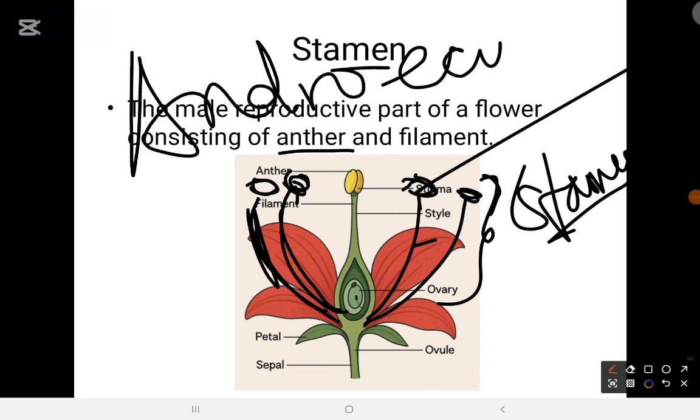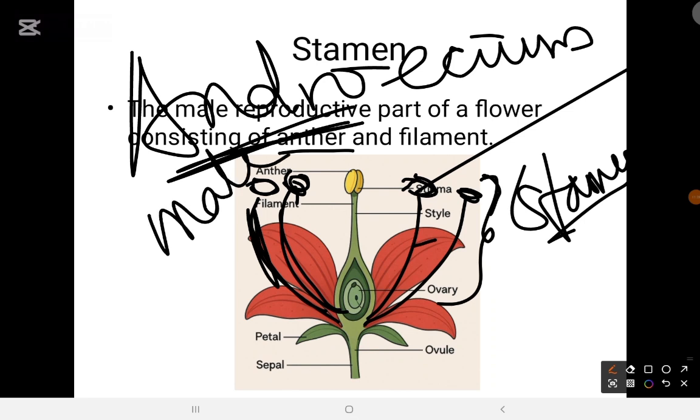They're called the stamen or the androecium. Androecium. Whenever you hear the word andro, it refers to male. Andro refers to male. In fact, the word ecium also talks about egg. It talks about egg.